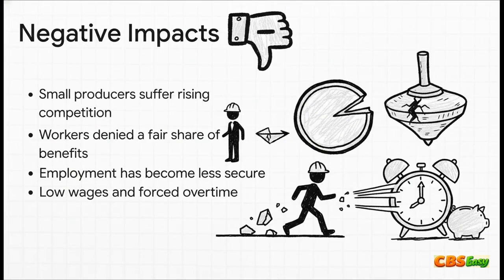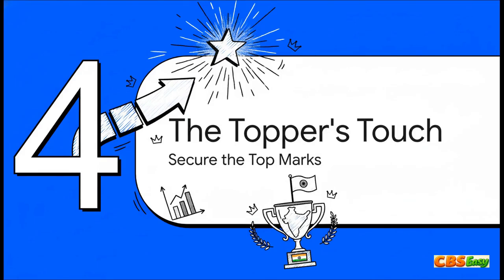Okay, so that's the shiny side, but you absolutely have to talk about the flip side, the negative impacts. You need to mention how small producers, like imagine a local toy maker, just got crushed by floods of cheap imports. And for many workers, jobs became less secure because of something called flexible labor laws. That often meant lower pay and not getting a fair piece of the pie.